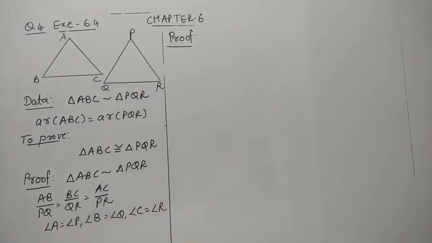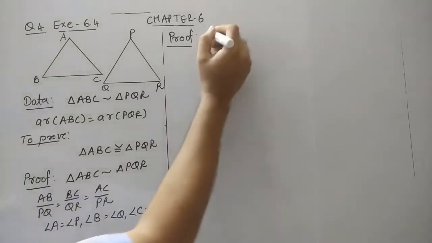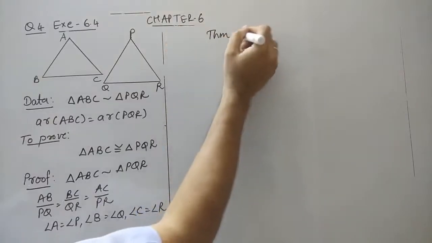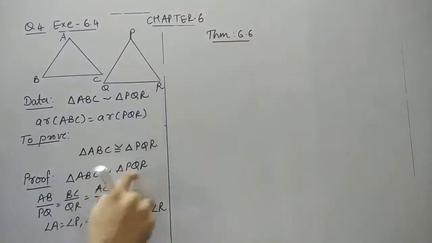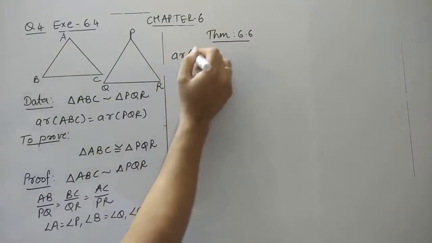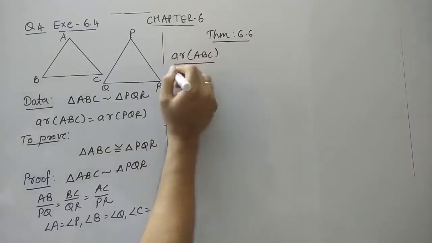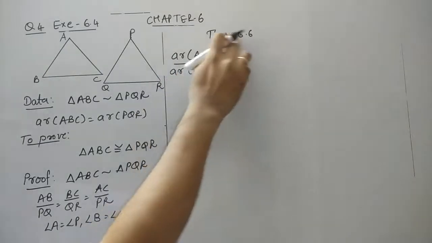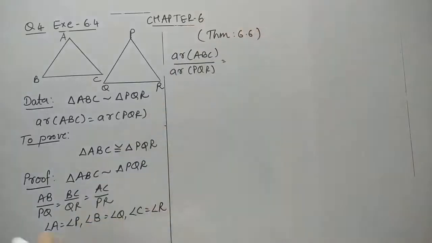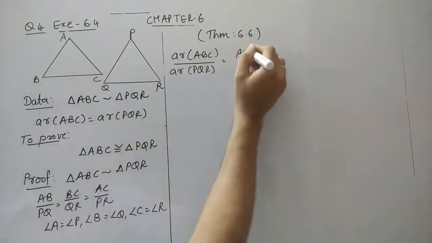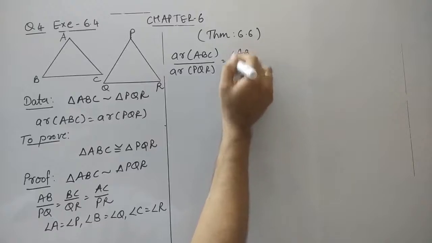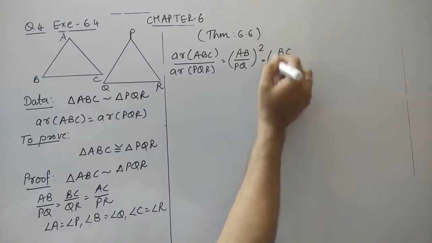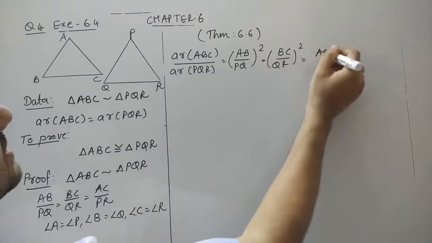Now here we know that according to theorem 6.6, we discussed that when two triangles are similar, the ratio of the areas of the two triangles equals the square of their corresponding sides. So AB upon PQ the whole square. This I have written from theorem 6.6. BC upon QR and AC upon PR.